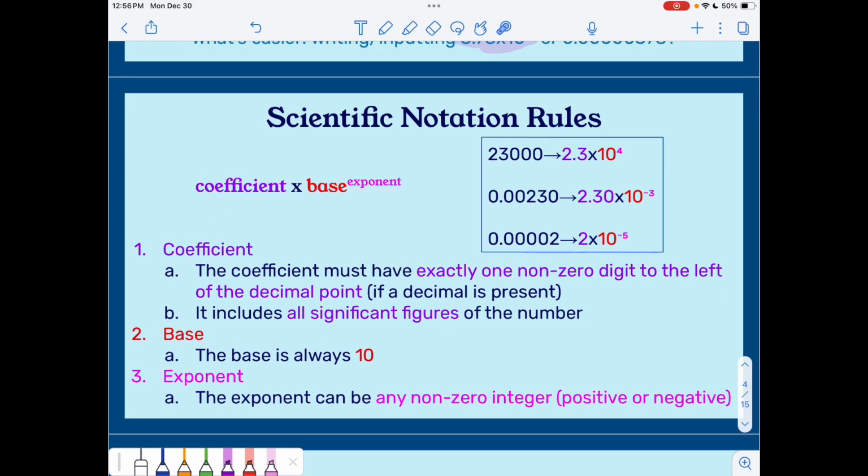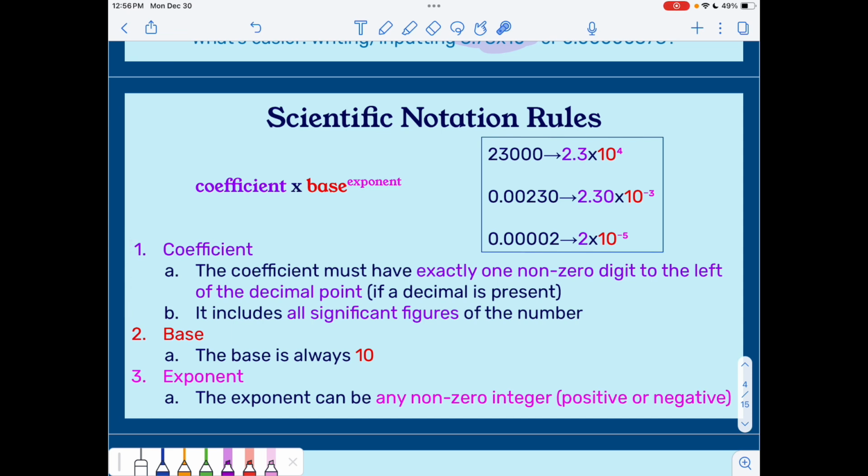Now let's talk about scientific notation rules and actually how to convert and the rules behind it. So in scientific notation, this is going to be the basic form for all of scientific notation. So there's going to be a coefficient times a base and then an exponent. So let's go through these rules one by one.